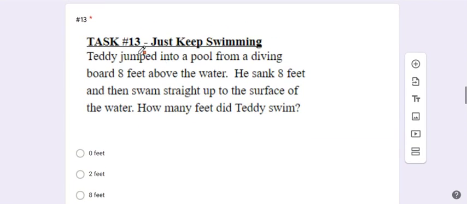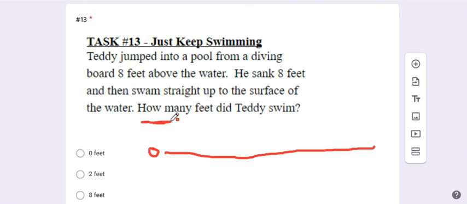Okay, look at number 13 here, titled Just Keep Swimming. Teddy jumped into a pool from a diving board 8 feet above the water. He sank 8 feet and then swam straight up to the surface of the water. So let's say this is the surface of the water, and let's call that 0. The diving board's up here. This is Teddy. Teddy jumps into the water. Whee! He sinks down, right?